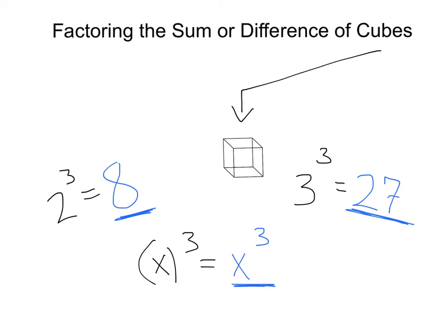Here we're going to be factoring the sum or difference of cubes. Very similar to "squares," cubes are just the cube of another number. For example, 2 cubed is 8. 8 is a cube. 3 cubed is 27. 27 is a cube. x cubed equals x cubed. You get the idea.